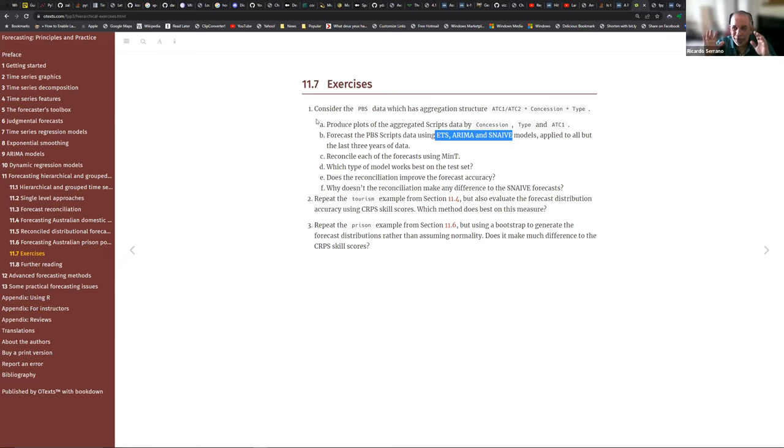But first, my recommendation before doing anything is to try to understand the hierarchy, how the series are connected. Then follow the examples and create your structure, and see how the aggregation changes if I turn this one off.